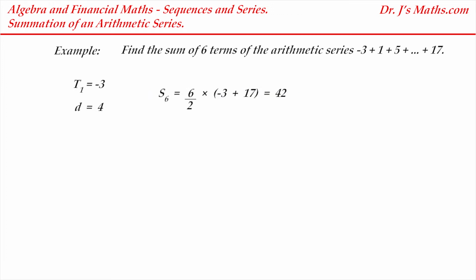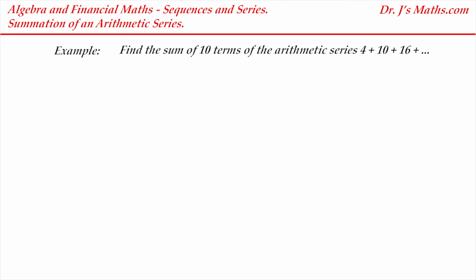So the sum of 6 terms is equal to the number of pairs, which is 6 over 2, times the sum of the first term, minus 3, and the sixth term, which is 17. So that gives us 3 times 14, which is 42.